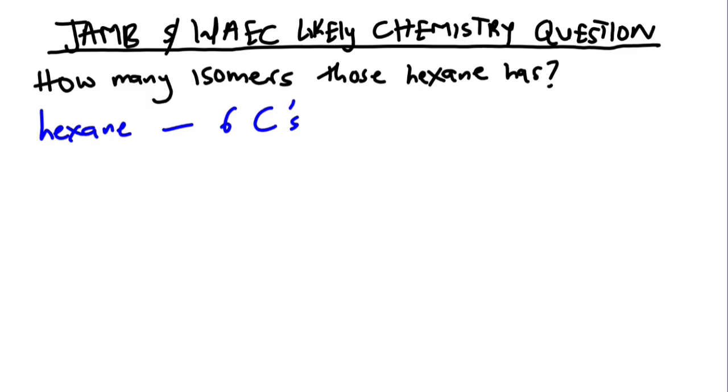Instead of racking your brain to get the formula, instead of writing it down to count the number of isomers that you have gotten, there is a formula, and the formula is very simple.